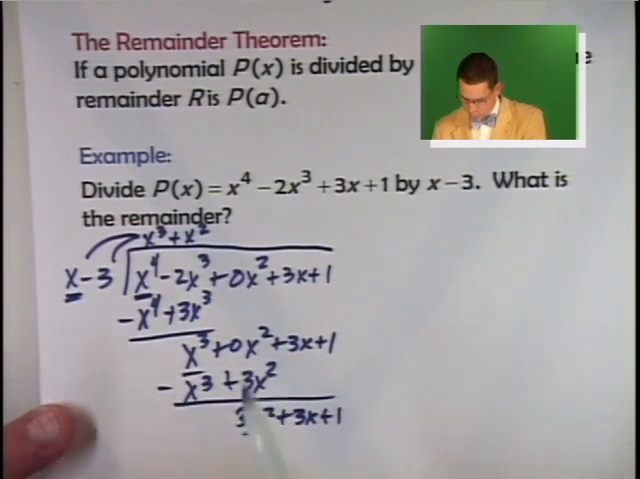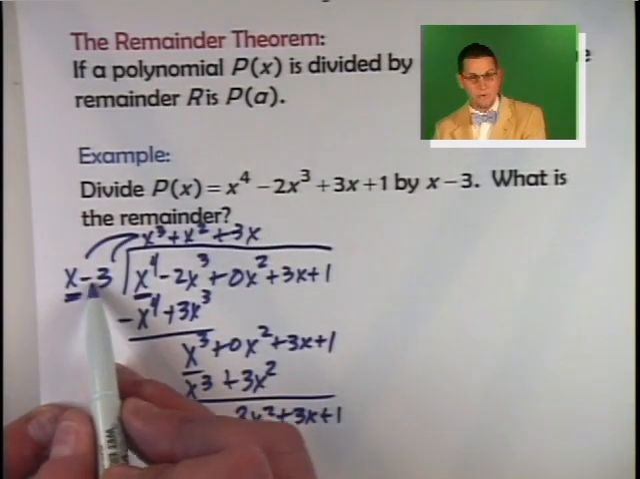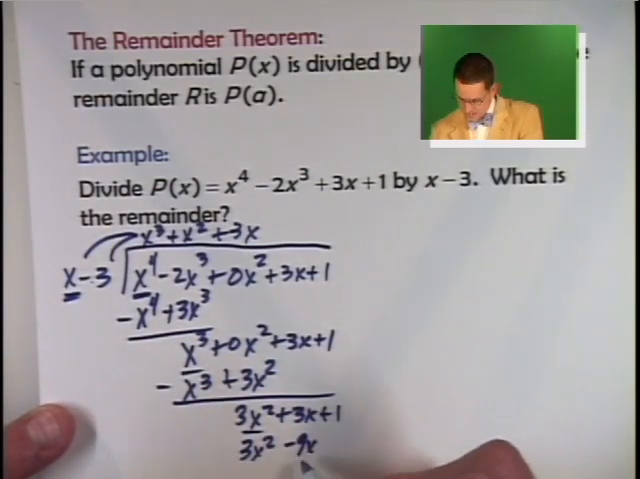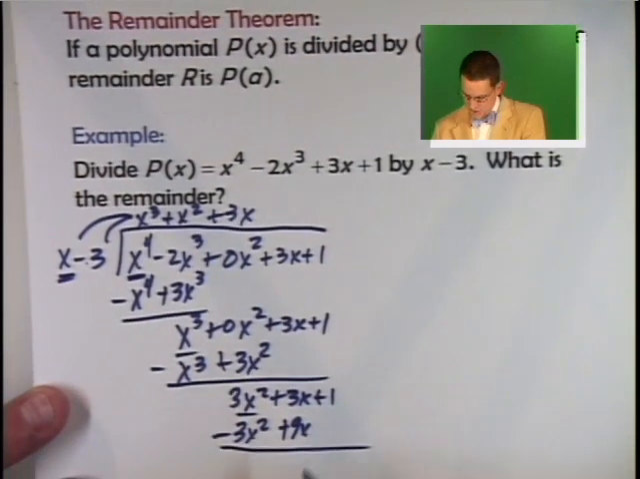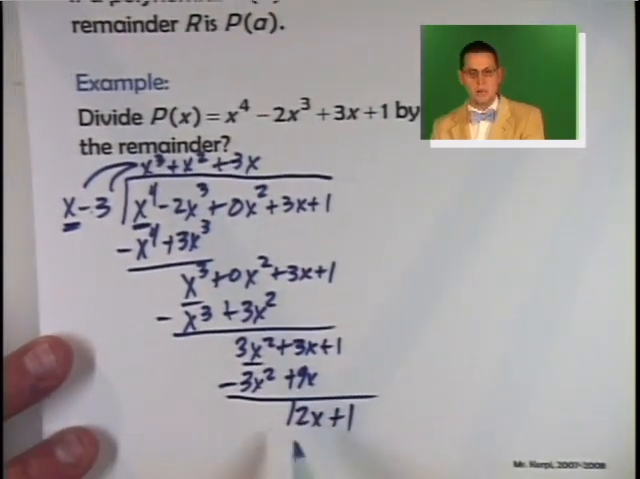X into 3x squared, we need a 3x, so that when we multiply 3x times x, we get the 3x squared. But we have to distribute to all of them. So 3x times negative 3 is negative 9x. And we change both signs. And I get 9 plus 3 is 12x. Bring down the 1. And we're almost done.